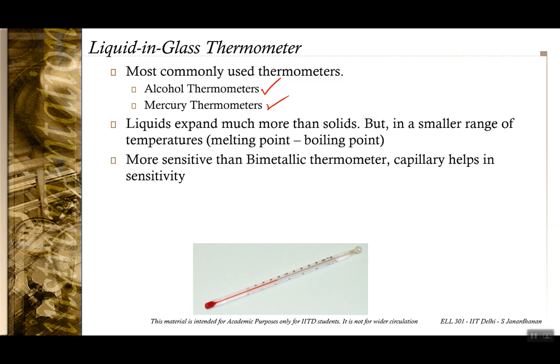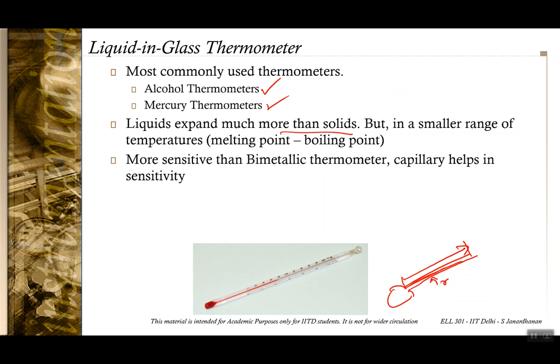The advantage that you have here is that liquids can expand much more than solids, so the liquid in glass thermometer can be made much more sensitive than the bimetallic thermometer. And on top of that, if the expansion of the liquid is made in a capillary of a very small radius, then the linear expansion that you have in the capillary is going to help the sensitivity and make the apparent sensitivity of the liquid in glass thermometer quite large.